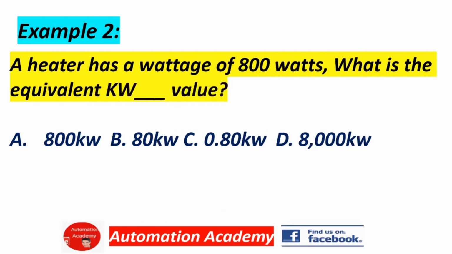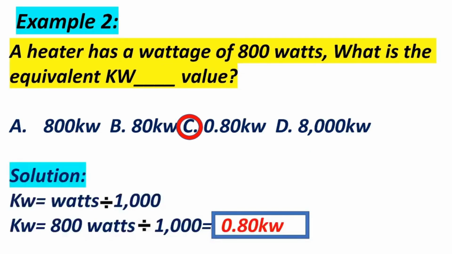A heater has a wattage of 800 watts. What is the equivalent kilowatt? A, 800 kilowatt. B, 80 kilowatt. C, 0.80 kilowatt. D, 8,000 kilowatt. Answer C, 0.80 kilowatt. Solution, kilowatt equals watt divided by 1,000. Kilowatt equals 800 watts divided by 1,000 equals 0.80 kilowatt.